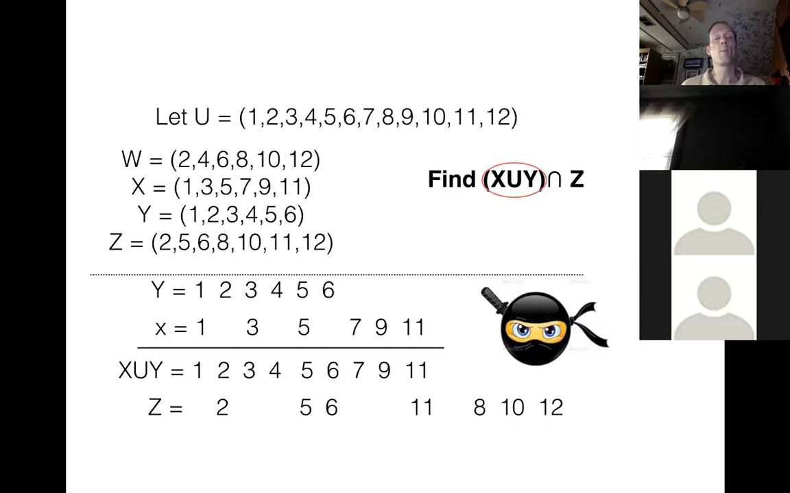Easiest way to do it might be just to look at the two lines, set Y and set Z, take the double-decker elements, like the elements that appear twice, and we're going to walk away with 2, 5, 6, and 11. That's going to be our final answer.